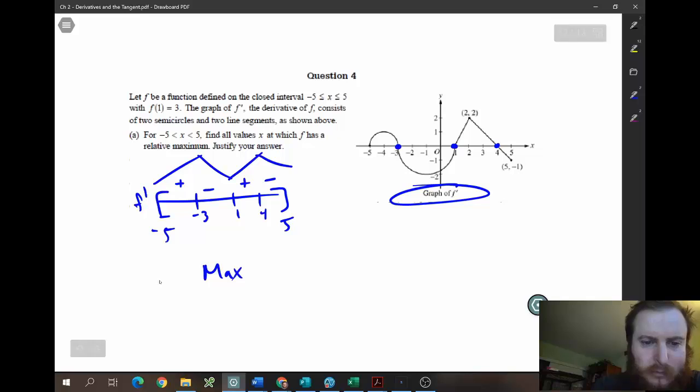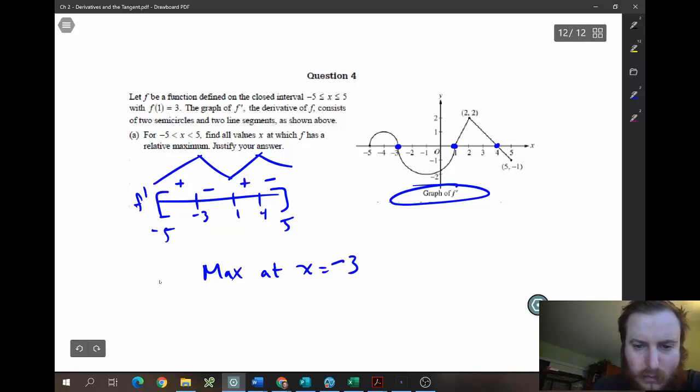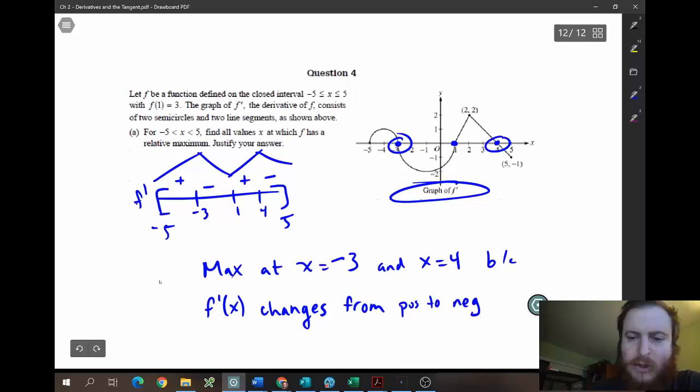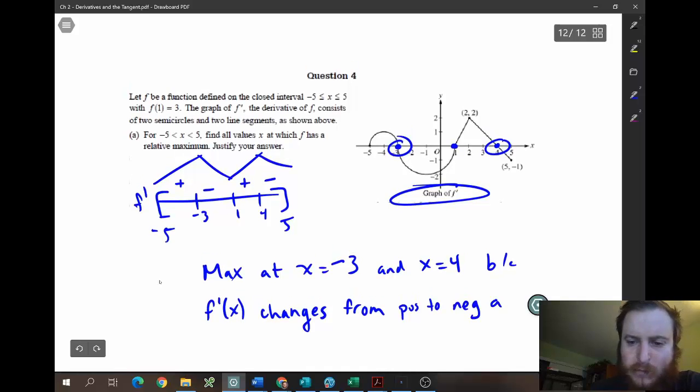So we want to say because f prime of x changes from positive to negative at those points. Now, you didn't have to make a number line. You could have just looked at the graph and seen that at -3 and at 4, the graph changed from positive to negative as well.